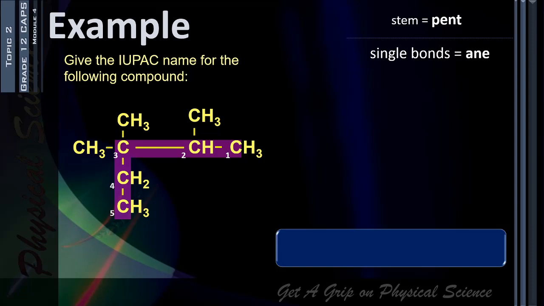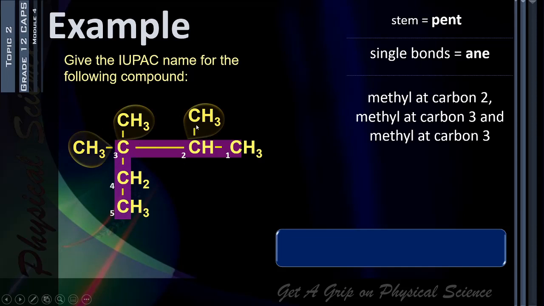I start to number the carbons on the right hand side because a combination for the alkyl groups of 2, 3, 3 is lower compared to the combination of 3, 3, 4. That would have been the combination if I started at the bottom. There are only methyl groups, so there are 3 of them, a methyl on carbon number 2, another methyl on carbon number 3, and a last methyl on carbon number 3.